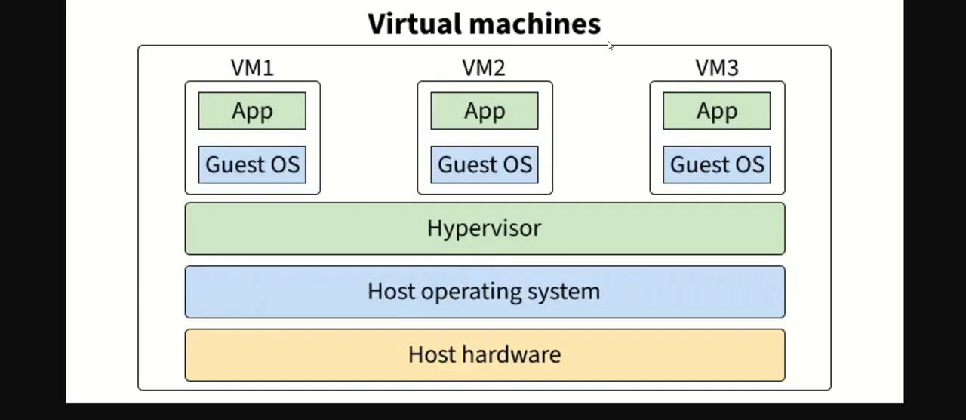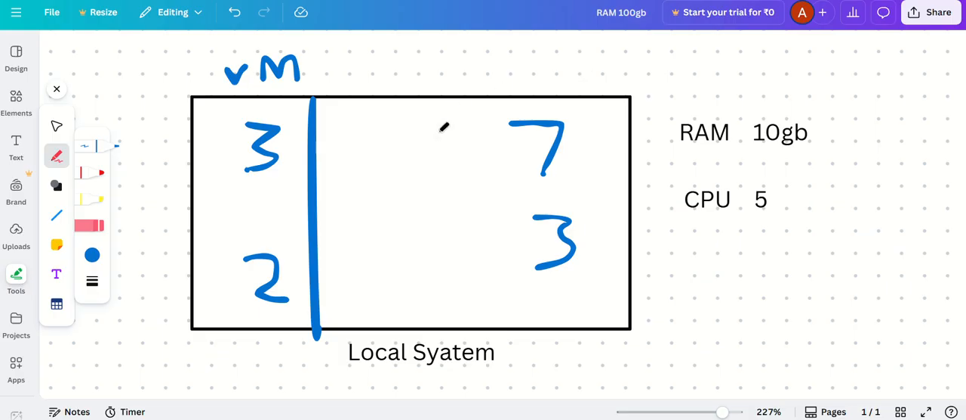It means using virtual machines, we utilize our hardware fully. In this case, we have 10 GB and 5 CPUs, and we were only using 7 GB and 3 CPUs, wasting the rest. So using VMs, we also utilize this. This is the concept of a virtual machine. In terms of AWS, we call a virtual machine an EC2 instance.